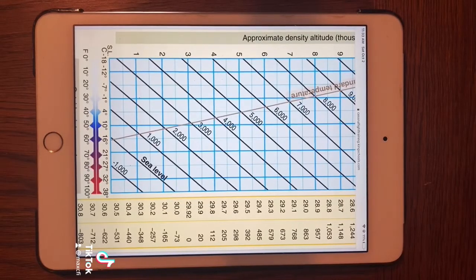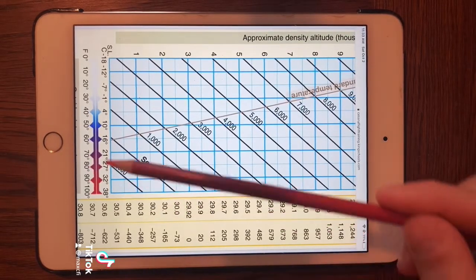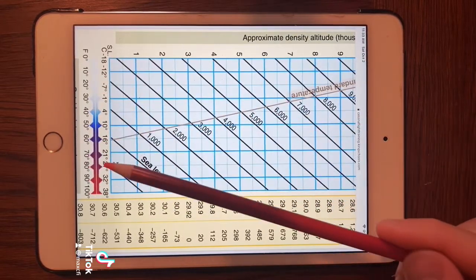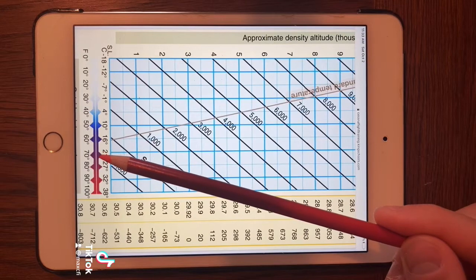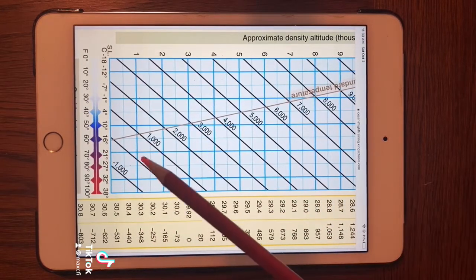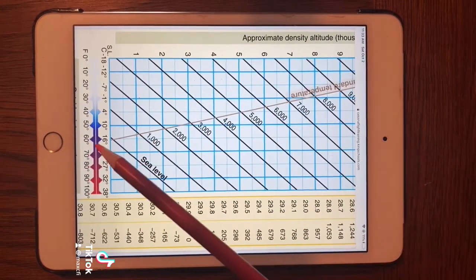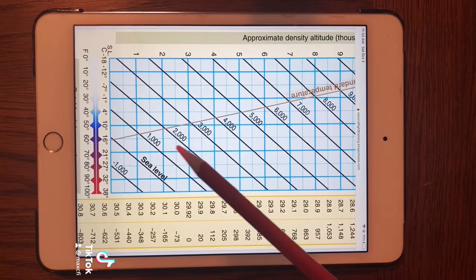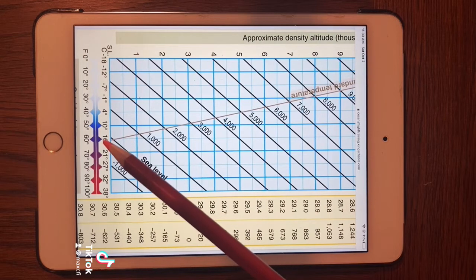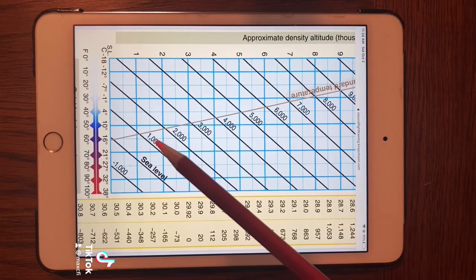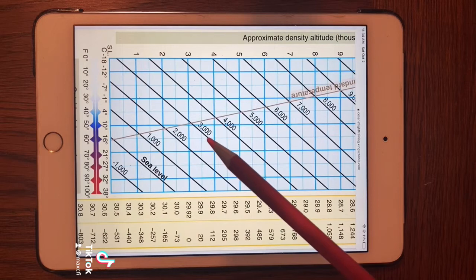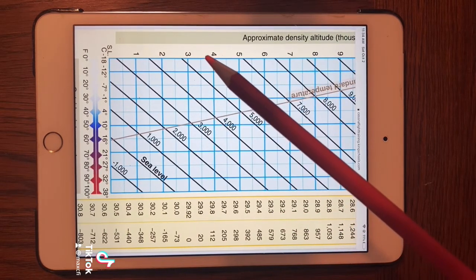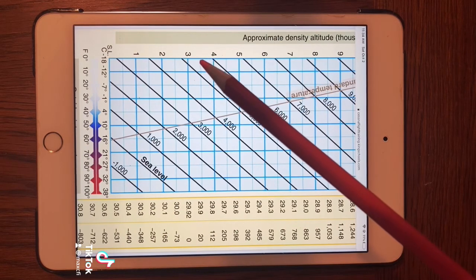Another way would be to use a density altitude chart like this. We've got air temperature on the bottom here. So you would start at the air temperature, and these lines here are pressure altitude, and you would go straight up until you reach the pressure altitude. Say it was 16 Celsius and 3,000 feet pressure altitude. And then you would move over and find the density altitude on the side here, about 3,500 for that example.